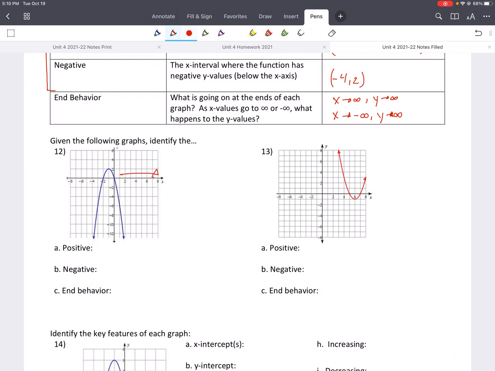So again, as x goes this direction, here y is going to negative infinity. So as x goes to positive infinity, y goes to negative infinity. And as x goes to negative infinity, so as we go this direction, y is going down to negative infinity. Okay, so every time this is going to be the same. You're going to write that every time, and then you just need to decide whether the y's are going to go to negative infinity or positive infinity. So here's another example. I'm actually just going to copy this.